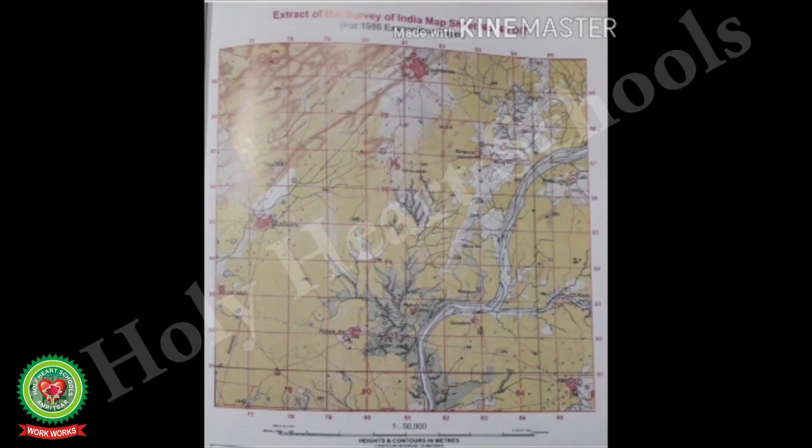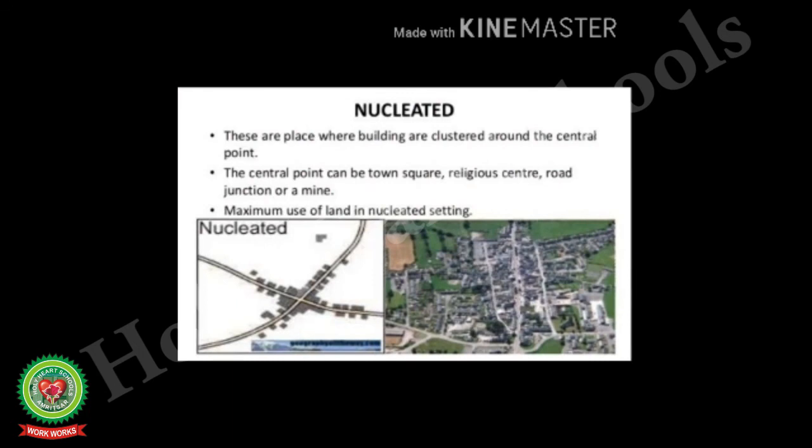The settlements can be classified in three types: nucleated or clustered, linear, and scattered or dispersed. So, number one is nucleated or cluster pattern. In this pattern, the buildings are very close and compact. They are found where living conditions are very much favorable, like in towns and cities having high density of population.